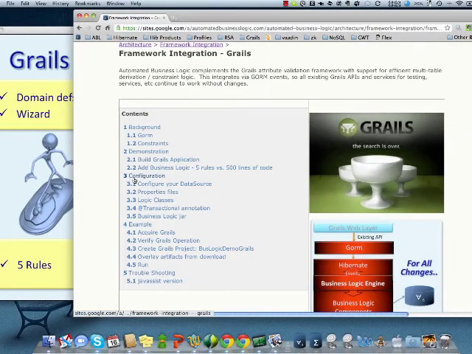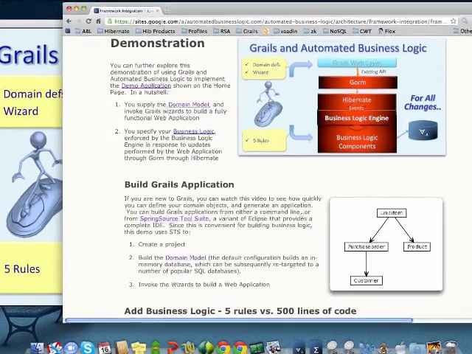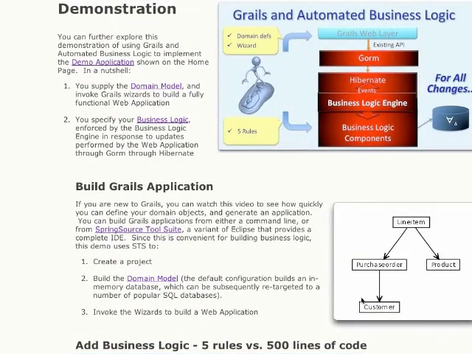So what is the application we're going to build? We're going to build the sample or demo application. It's basically customers have orders, have items, and items are about products. What we're going to do is first create the project, then we're going to build the domain model, and then we'll use the Grails wizard to build a web application. That'll conclude our first video. And then we'll add business logic to that in the second video.